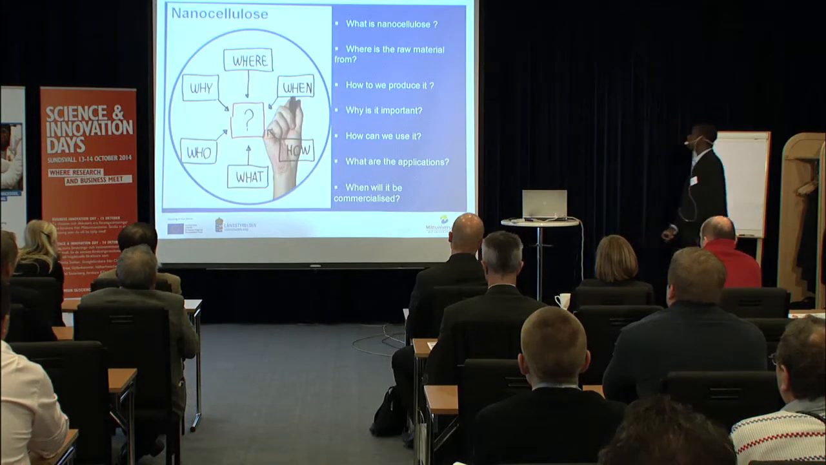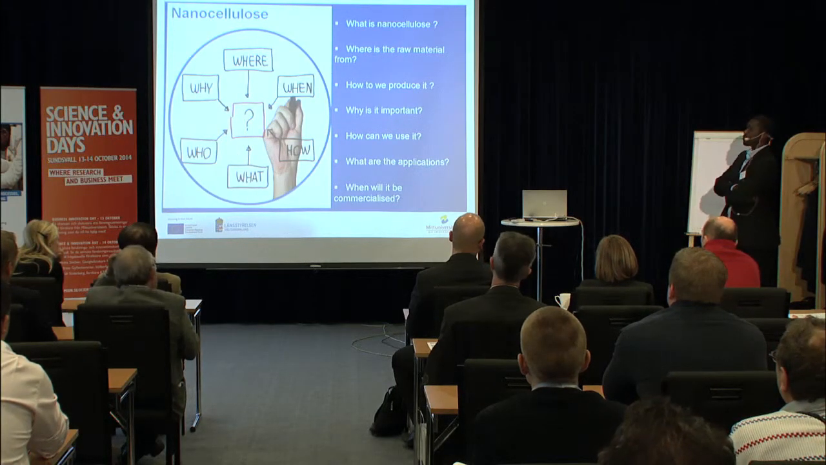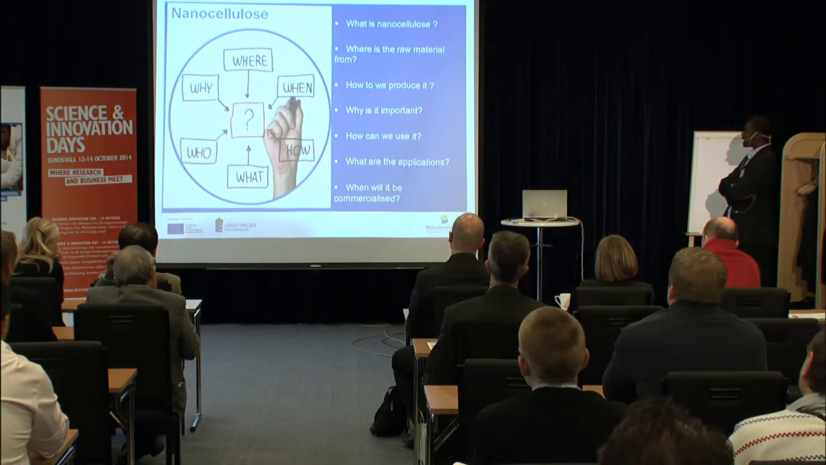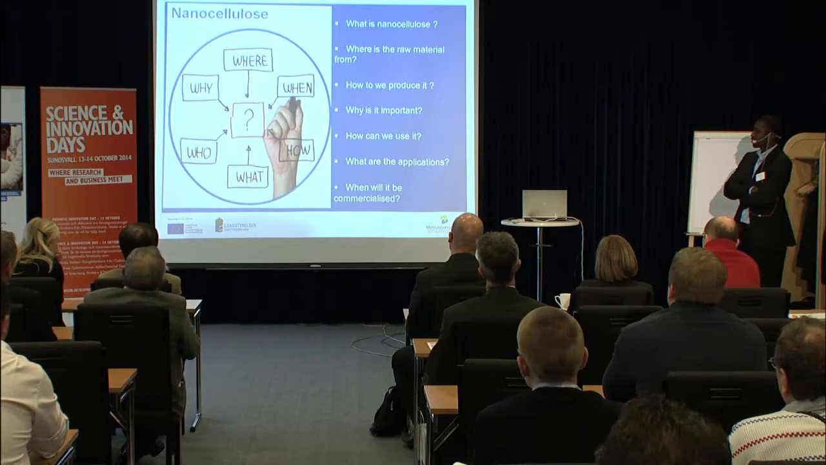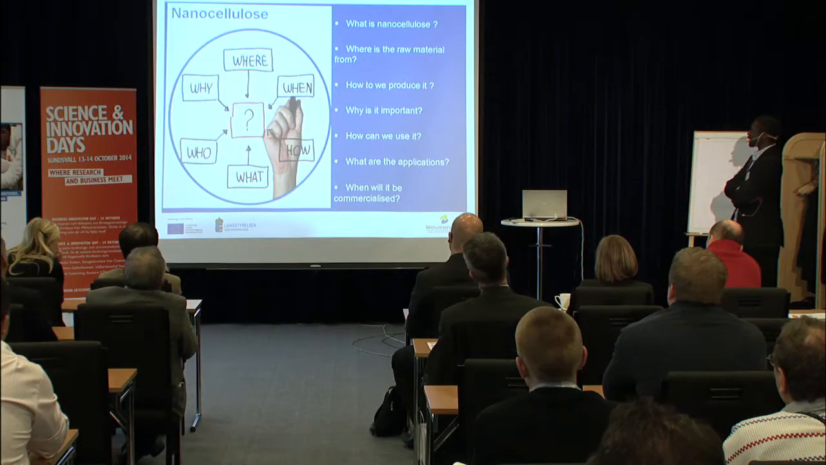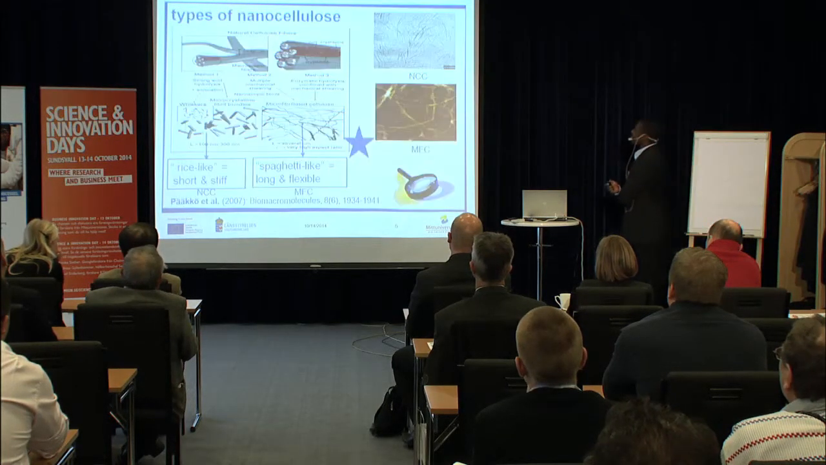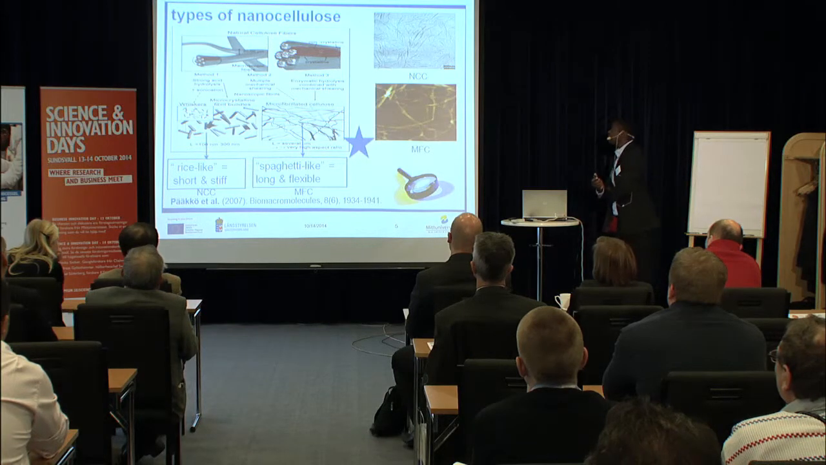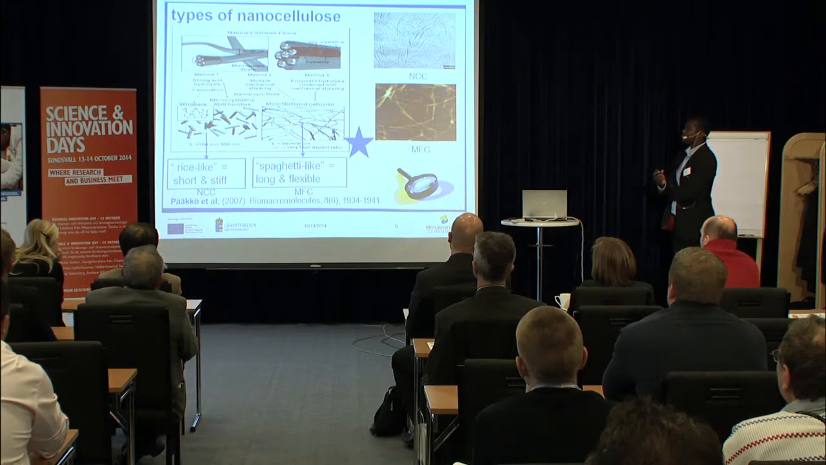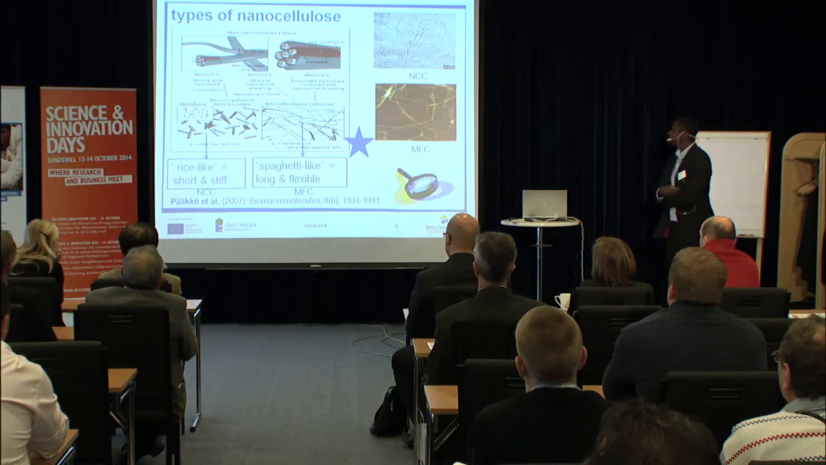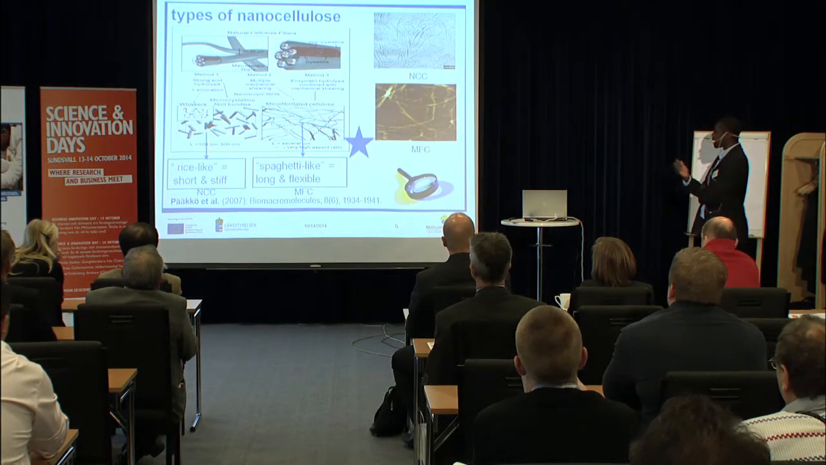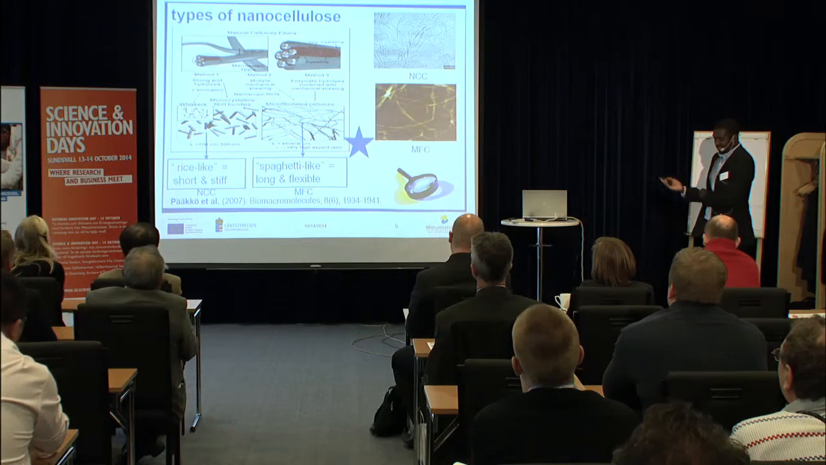Those are the fundamental questions that we ask ourselves. What is nanocellulose? Why do we produce it? Where is it coming from? Who are the actors? All these kinds of questions that we have to ask ourselves several times. There are basically 3 types of nanocellulose. We have bacterial nanocellulose, which is not from biomass, so I don't include it here. So I say there are 2 major types of nanocellulose: the spaghetti-like and the rice-like type.